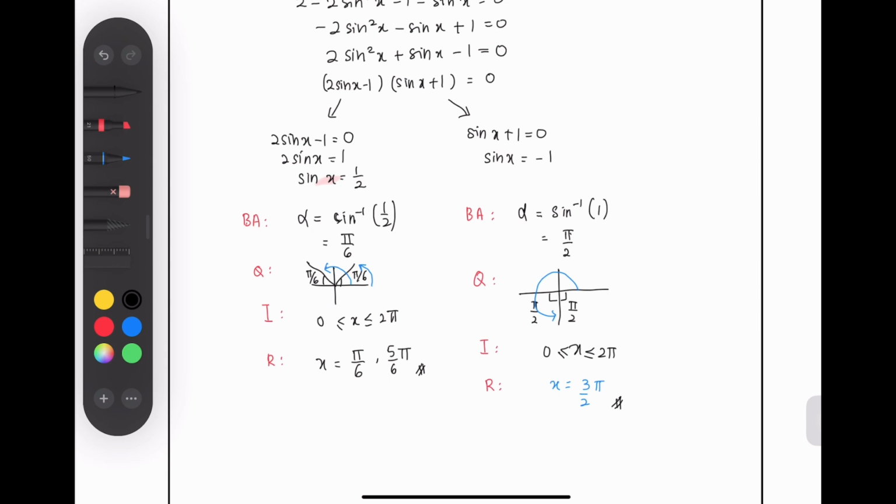So to conclude, the final answer is x equals pi over 6 radians, 5 pi over 6 radians, and 3 over 2 pi.